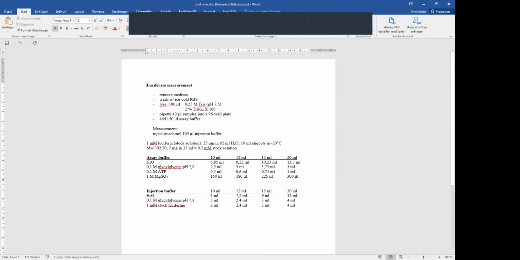So you take 40 microliters from 100 microliters of lysate. Why this volume? Because if you mix it with 150, this gives you 190, and then 100 microliters of the injection buffer is added in the instrument, altogether 290, and the maximum volume for a 96 well dish is 300 microliters per well. Then what you see here is the composition of these stock solutions. In case you want to do it in the future, this was done like it's written here. So this protocol you have received before.